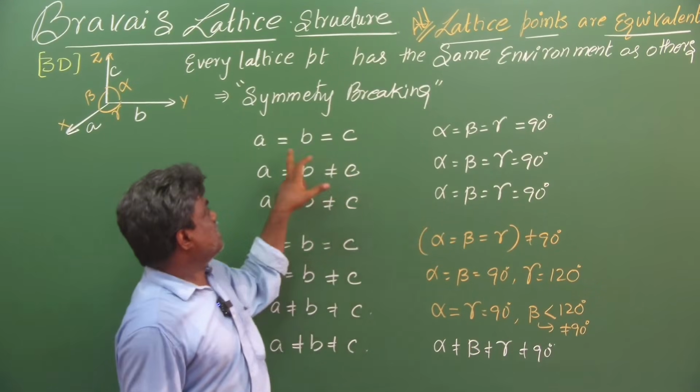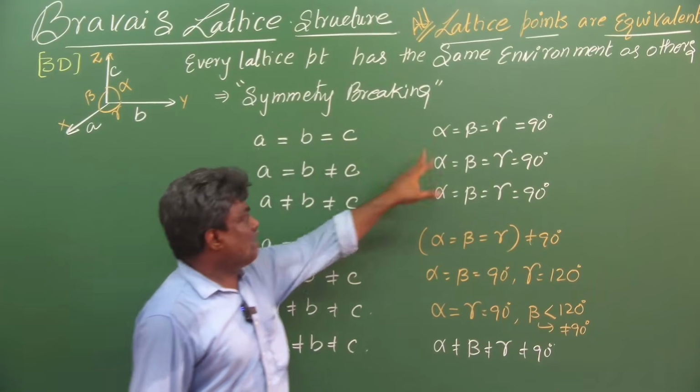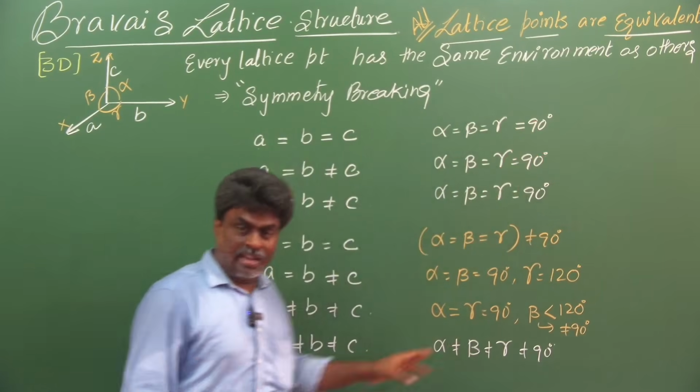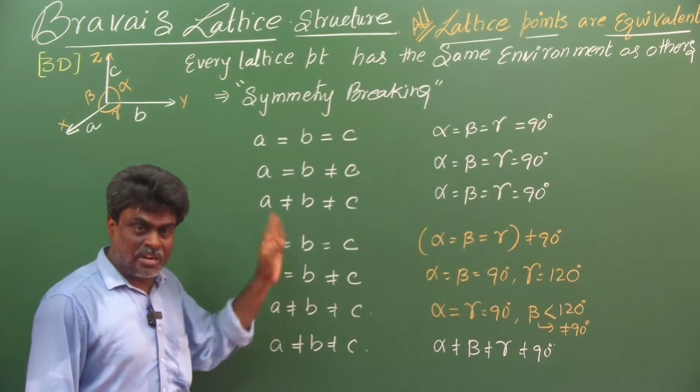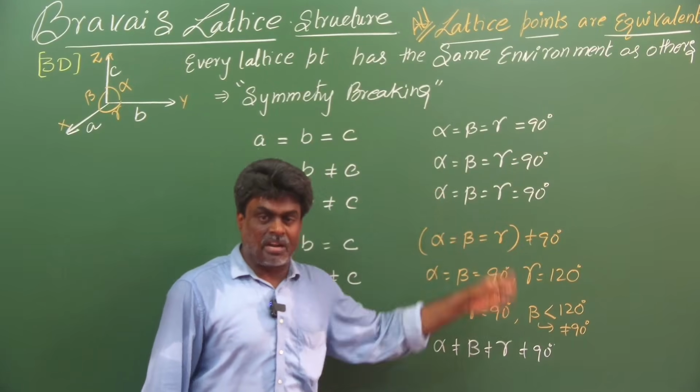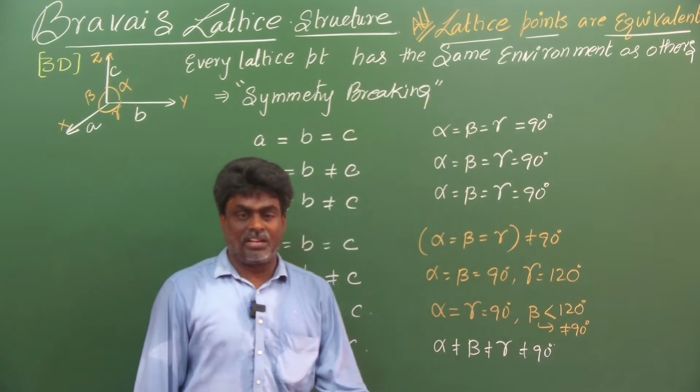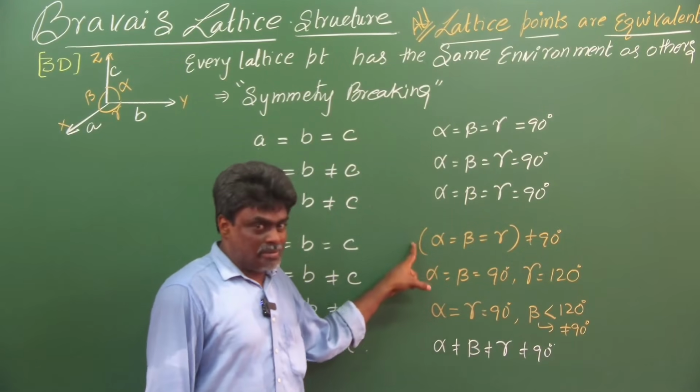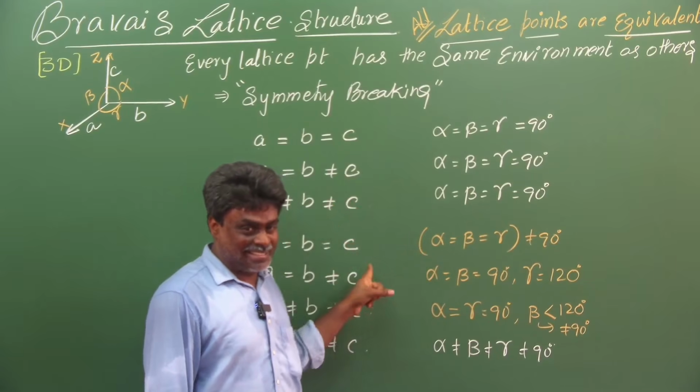I started my journey with A equal to B equal to C, alpha equal to beta equal to gamma equal to 90. I end with A not equal to B not equal to C, alpha not equal to beta not equal to 90, not equal to 90. Only you have to remember this. This is very easy.